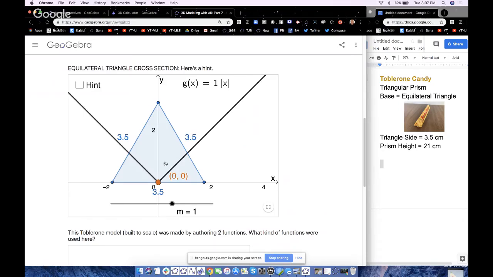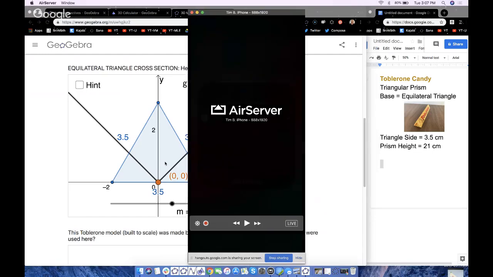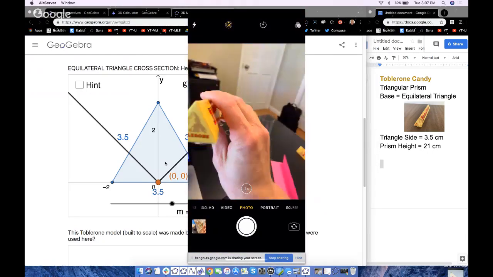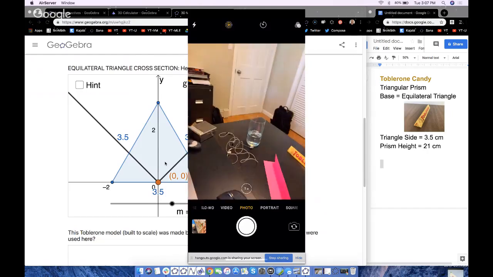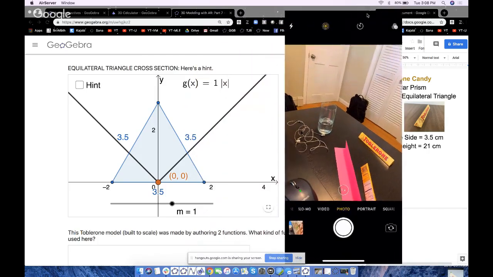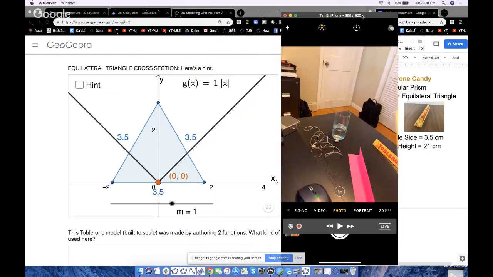Okay, let me get my phone back up and running here. And we'll put that right there, just to see it again. Okay. And there's that absolute value function right there. Let me put it more over here. That's better. Okay.